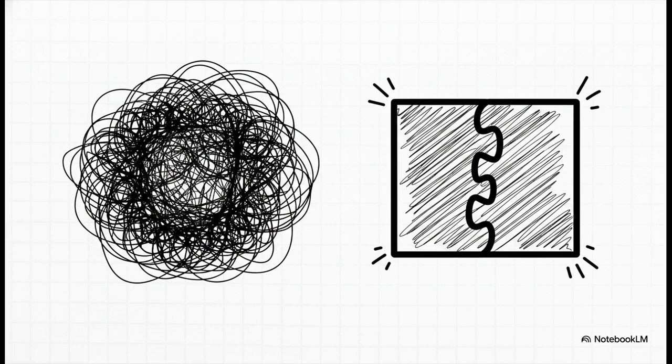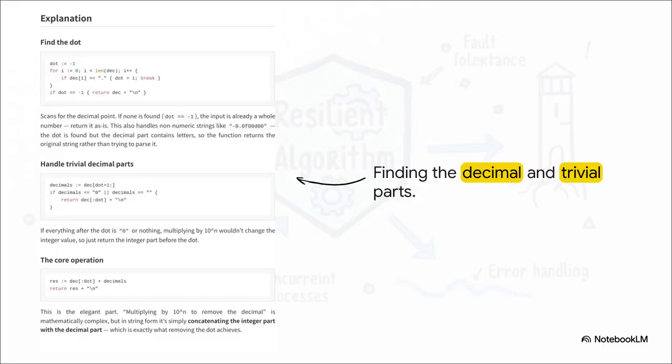It uses a brilliantly simple trick, literally slicing the string at the decimal point and just gluing the integer and decimal parts back together. First up, a simple loop scans through the string character by character to find the index of the dot. If that index stays at -1, it means there was no decimal to begin with, so we just return the string as is.